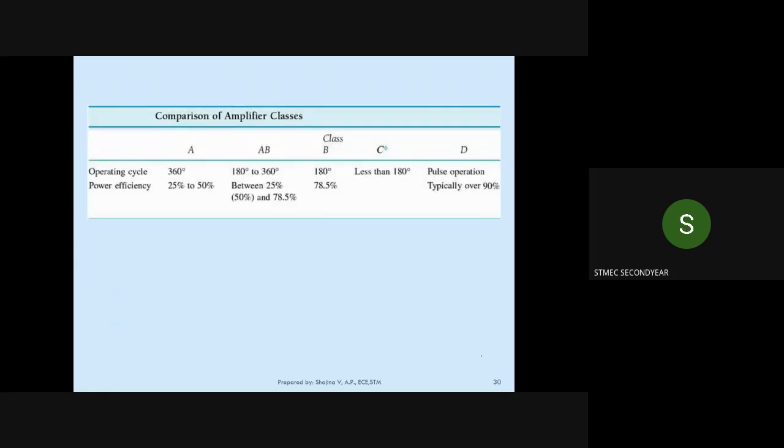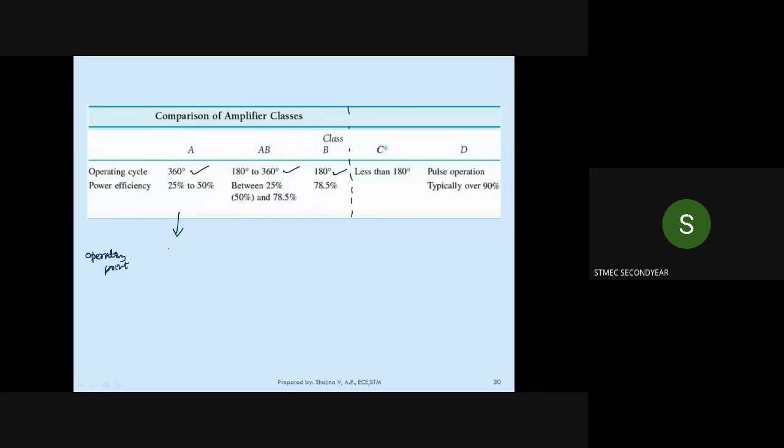That is, I'm just concluding that power amplifiers. We have studied class A, class AB, and class B power amplifiers. Class C and D are there, but it is not covered in our syllabus. So, see the differences. For the class A amplifier, operating cycle is 360-degree. Class AB, it is between 180-degree and 360-degree. And for class B, it is 180-degree. For this, you also note the operating point.